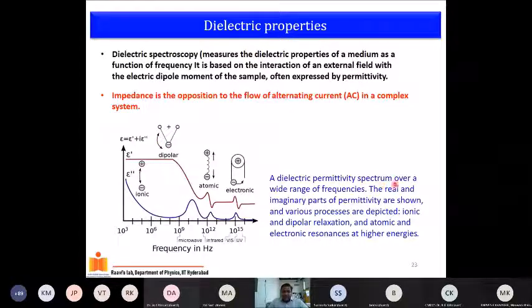A dielectric permittivity spectrum over a wide range of frequencies is shown here. The real and imaginary parts of the permittivity are shown, and various processes are depicted. The first one is the ionic and dipolar relaxation, for the real and imaginary parts, and the further ones are the atomic and electronic resonances at high energies. Till 10 power 9, you have this high frequency range. After 10 power 9, you talk about microwave frequency, and then you go into the infrared, visible, and UV-vis. So as you increase the frequency, you start seeing it.